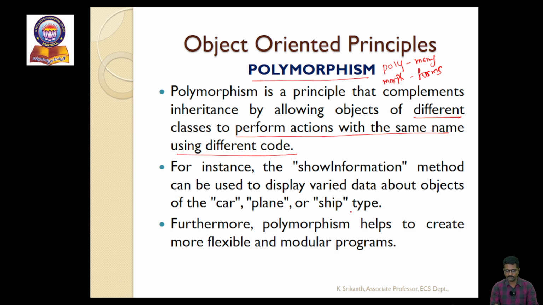Here a simple example is given to us, where we have a method called show information. It works with different objects, right? Let us suppose we have a car object, it has its own show information method. If you have an object called plane, it has its own show information method. If we have an object called ship, it has its own show information method, right? So the method is common for all the objects, but the results are different for car, plane and ship. So generally polymorphism is used to create more flexible and modular programs.